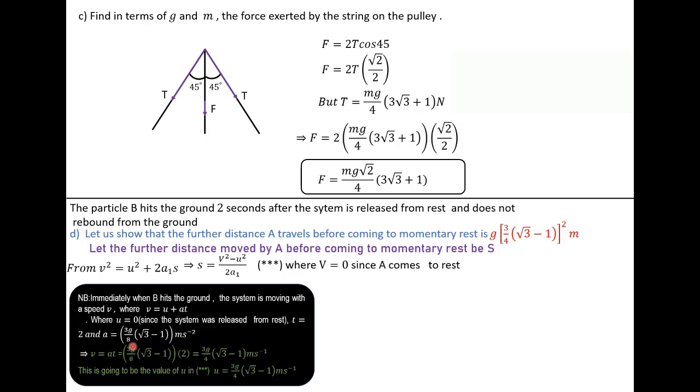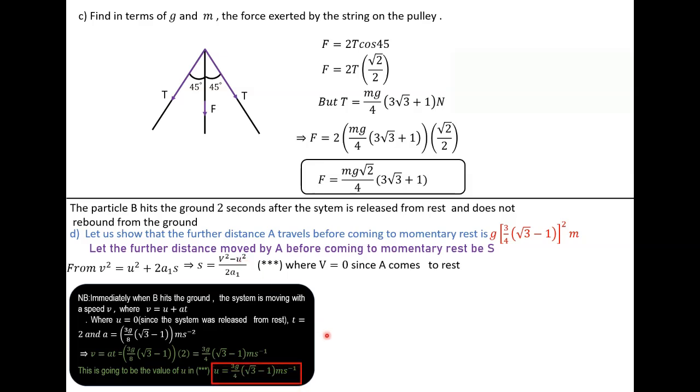Having U equal to 0, T equal to 2 and the acceleration, we can get the speed of the system immediately when B hits the ground. So that speed v is equal to at, because u equals 0 and t equals 2 seconds. Further simplifying, 2 multiplying the bracket, we get 3g divided by 4, then times square root of 3 minus 1 meters per second. This value is the value of u in our equation 3 star.